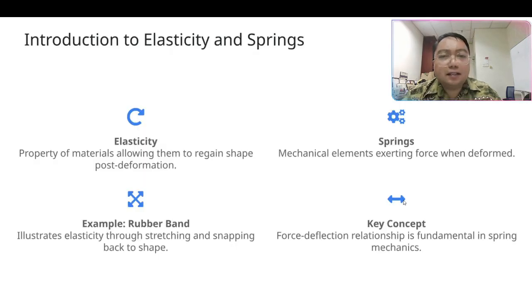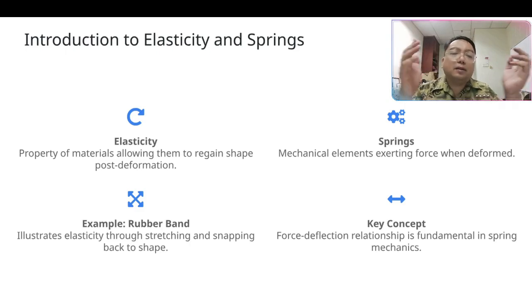Elasticity and spring. What is elasticity? It's a property of materials allowing them to regain shape after deformation. The simplest thing you can observe is the rubber band. When you go to the food stall and ask for takeaway, they give you the takeaway with a rubber band. You expand the rubber band, and then you release your hand. The rubber band will come back to its original position. That is called elasticity. Spring: a mechanical element exerting force when deformed.